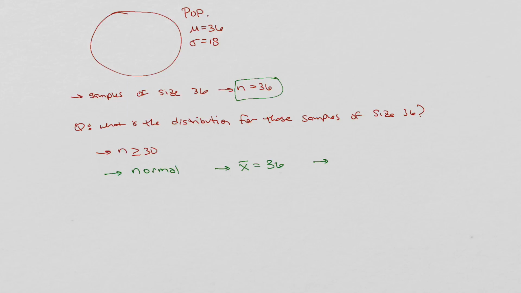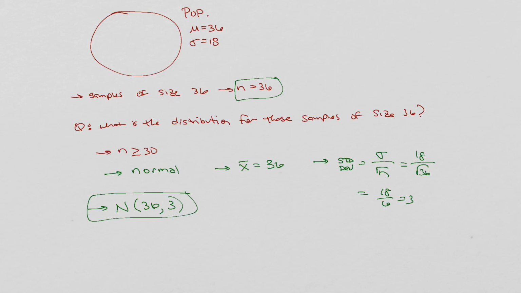I know that the standard deviation of the samples is going to be the original standard deviation over the square root of n. So in this case, that's going to be 18 over the square root of 36, which is 18 over 6, which gives me 3. So that means the samples have the normal distribution with an average of 36 and a standard deviation of 3. So now if I have a question about a sample, this is what I use, because that's the distribution for a sample.